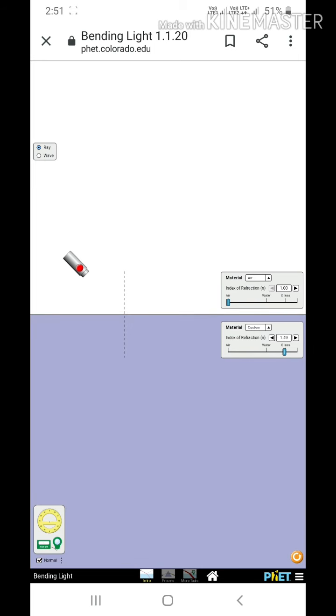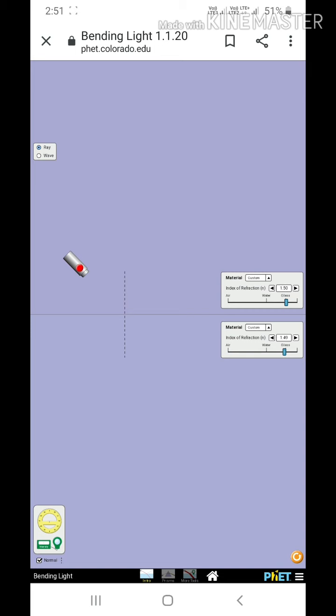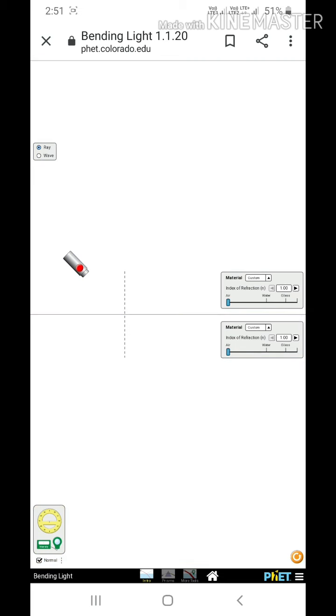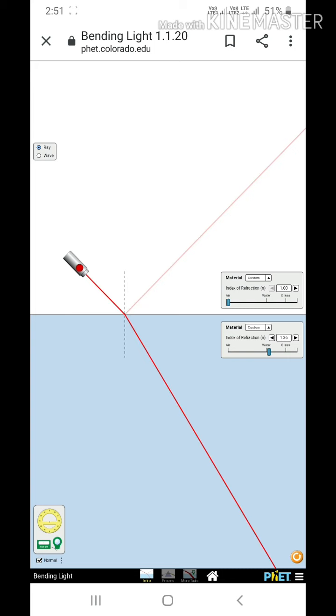At the same time, the upper medium can also be changed. This is air, then I can change it to the water, then I can change it to the glass. So the first medium and second medium can both be changed. Now I will click over the button. The laser pointer has started giving rays. So we can easily measure the angle of incidence here. At the same time, the angle of refraction can also be calculated, or it can be measured.